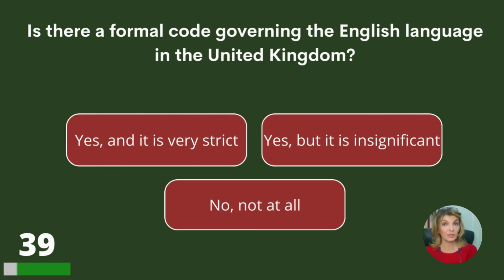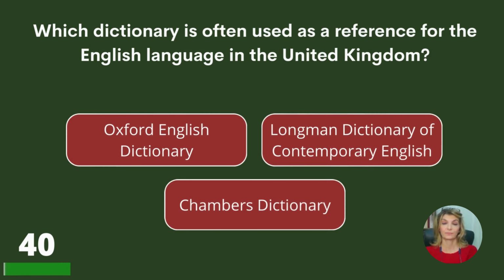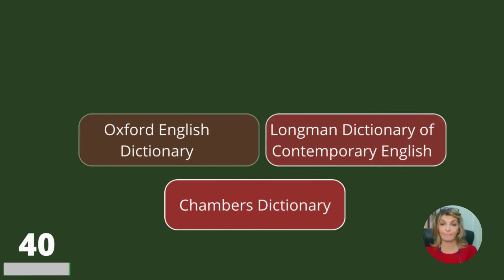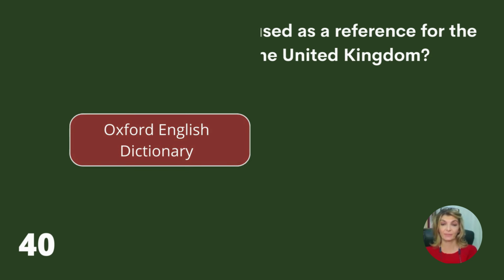Is there a formal code governing the English language in the United Kingdom? Yes, and it is very strict. Yes, but it is insignificant, or no, not at all. No, not at all. Which dictionary is often used as a reference for the English language in the UK? Oxford English Dictionary, Longman Dictionary of Contemporary English, or Chambers Dictionary? The Oxford English Dictionary.